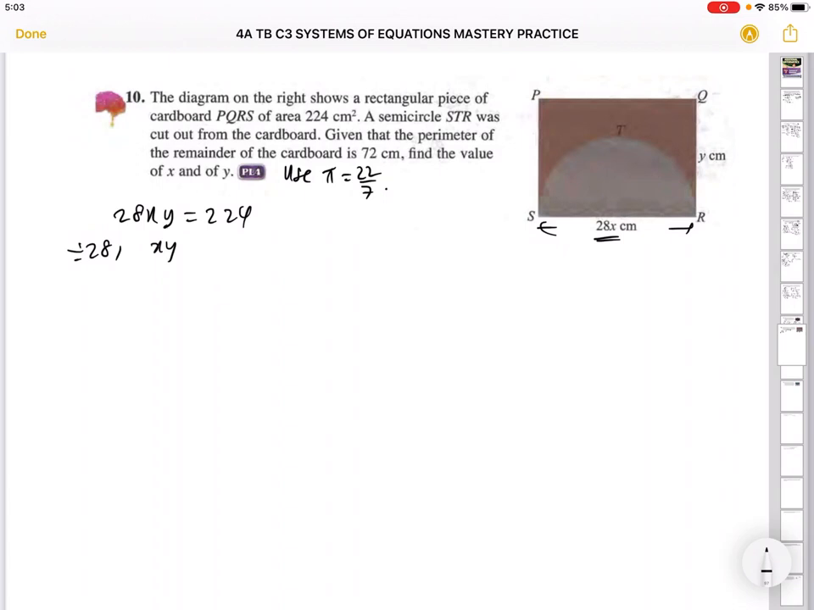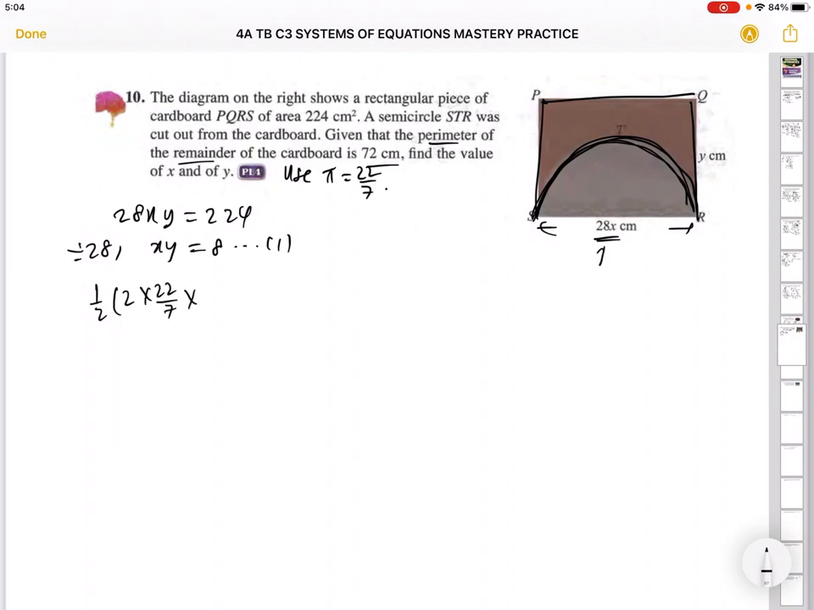Equation 1. My second equation is the perimeter of the remaining cardboard. So we are talking about this length plus these two lengths plus this length here, right? So now we know that the circumference of a circle is 2 pi r, but this is half of it. So the length of this arc here, I should use half of 2 times 22 over 7. Your radius, if your diameter is 28x, radius is 14x. Then you plus the length of this side, 28x also, and then the length of the other two sides is y each, so it's 2y. This length is 72.